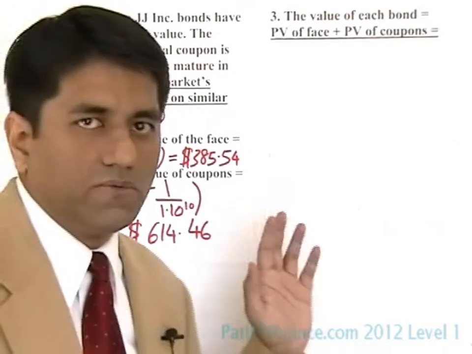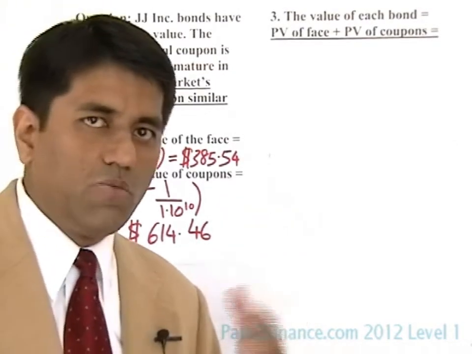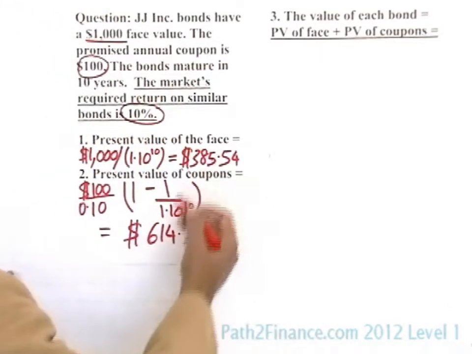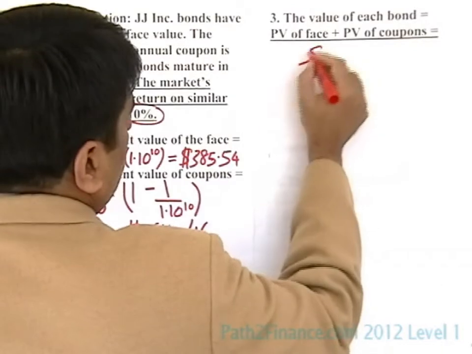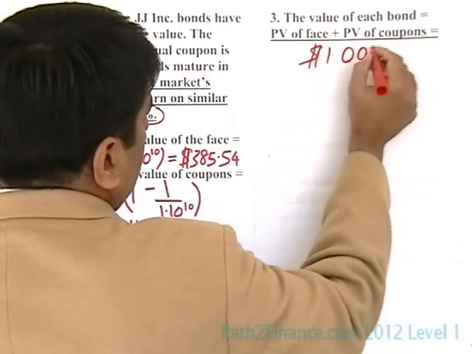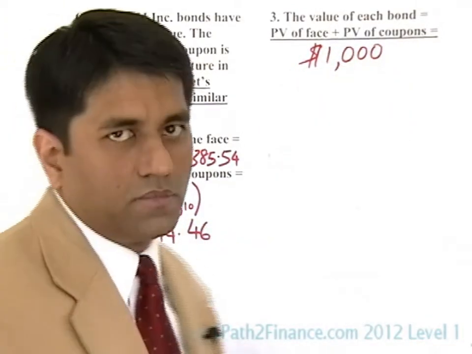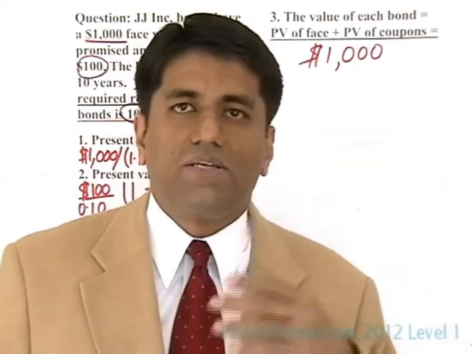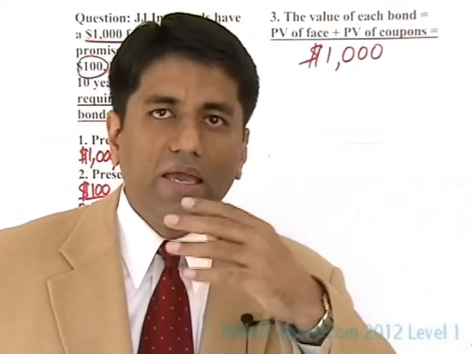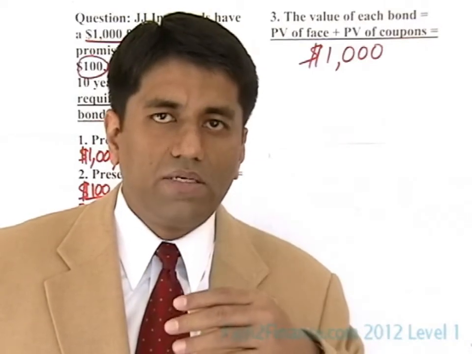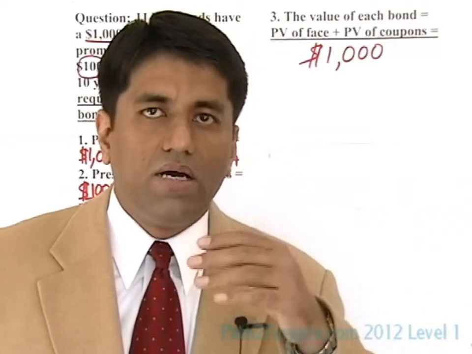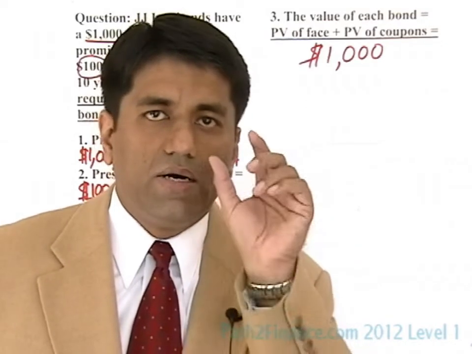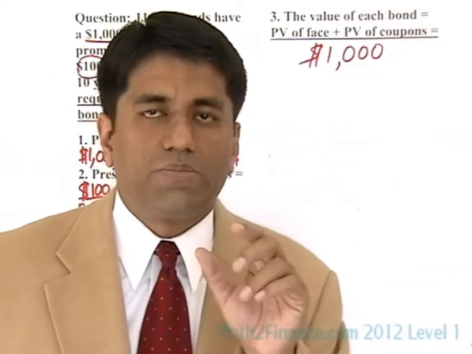So the price of the bond will be the value of the coupons plus the value of the face. So you add these and the price turns out to be $1,000. Now that's not a coincidence. The fact is that if the coupon rate equals the required rate of return, then the face value equals price.